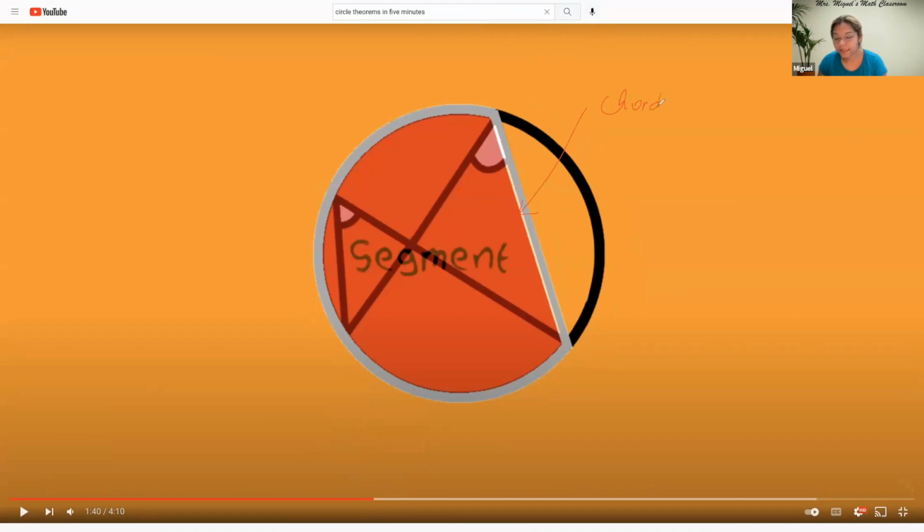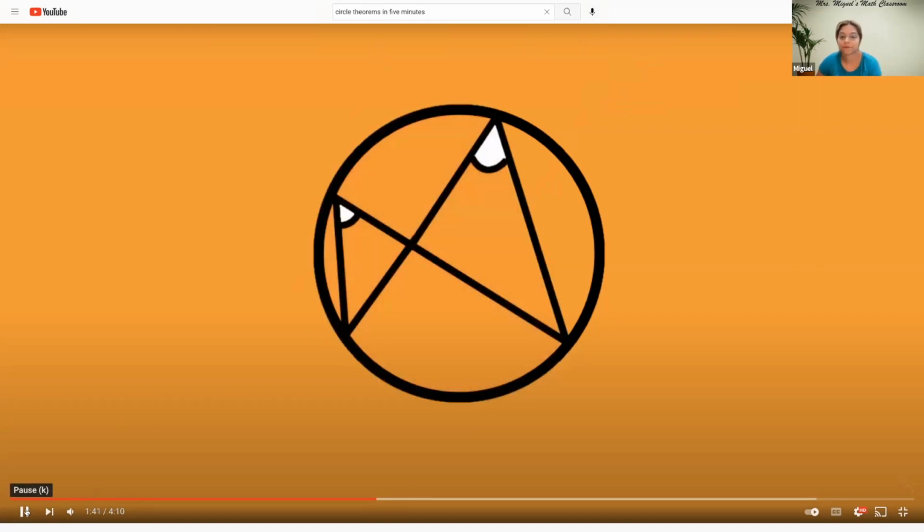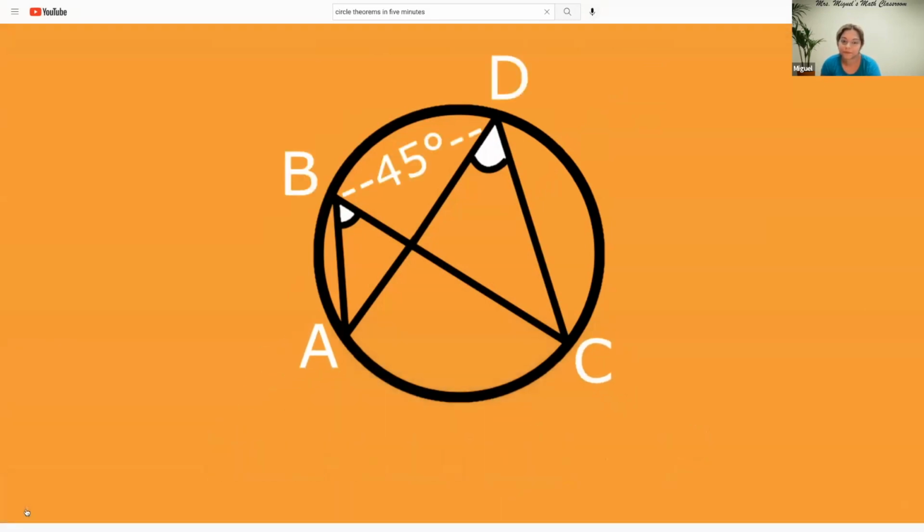A chord splits the circle into two parts, a big piece and a small piece. The small piece is called the minor segment, the big piece is called the major segment. As long as we have two angles subtended by the same chord and the same segment, they are equal. So that is another theorem, right? Angles subtended by the same arc are equal. For example, ABC is the same as ADC.